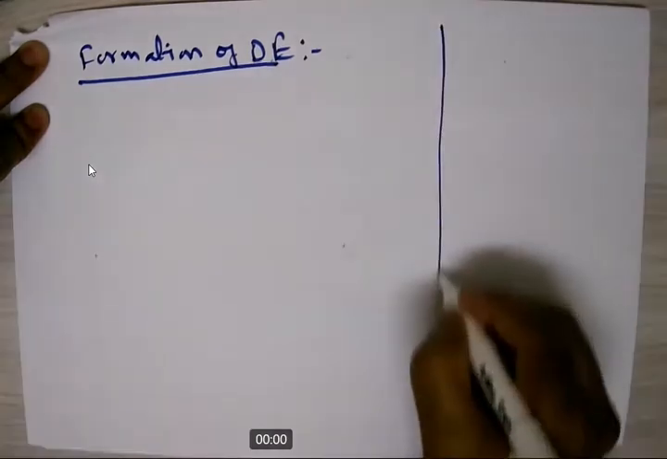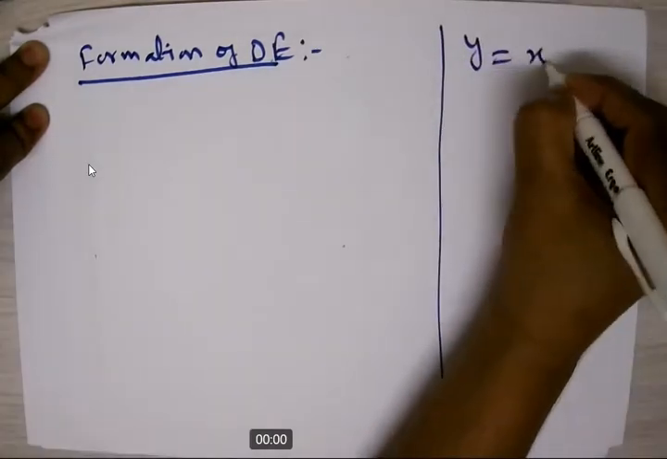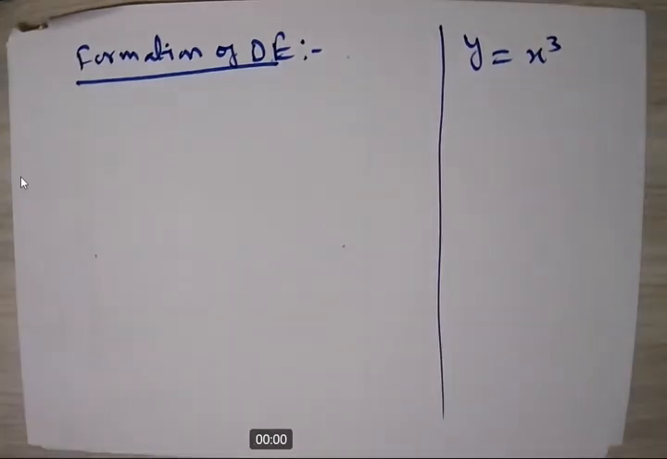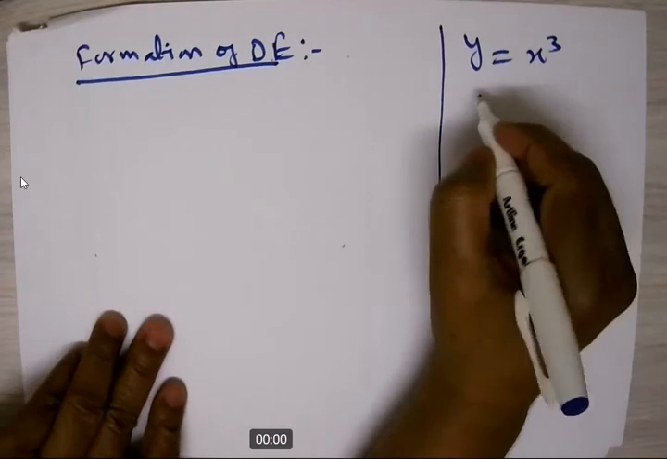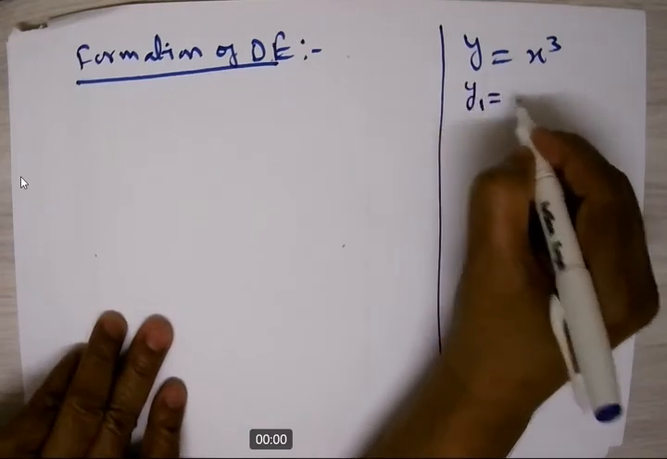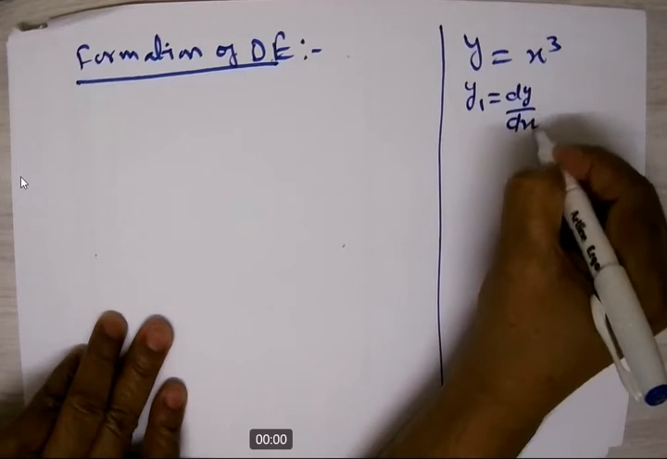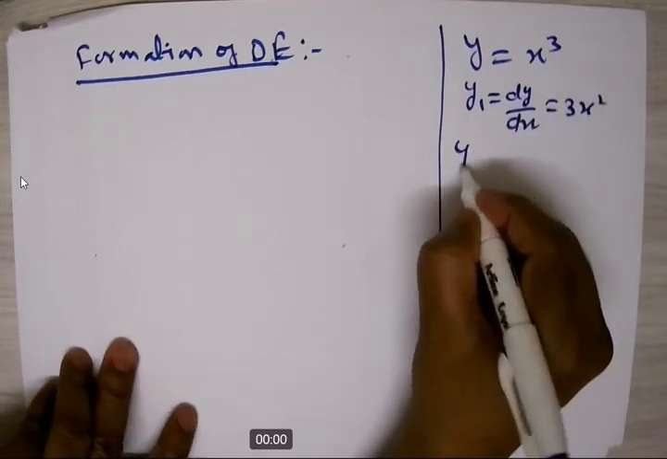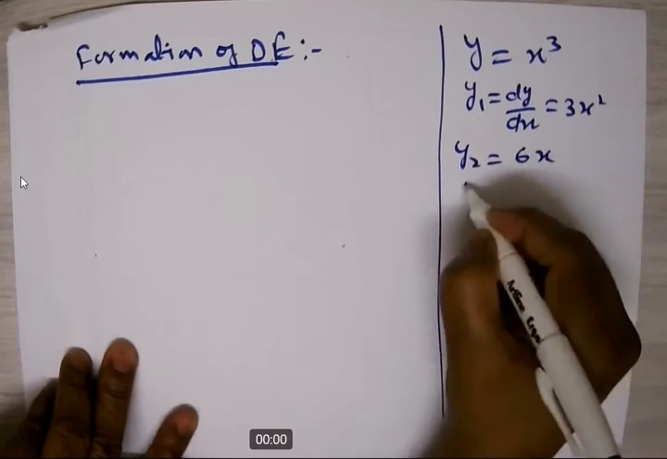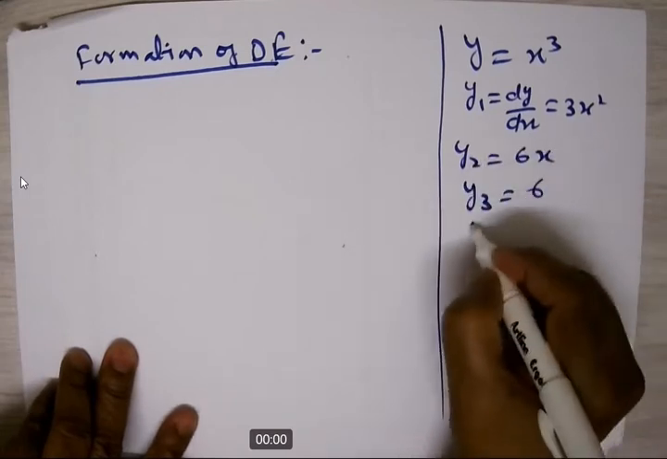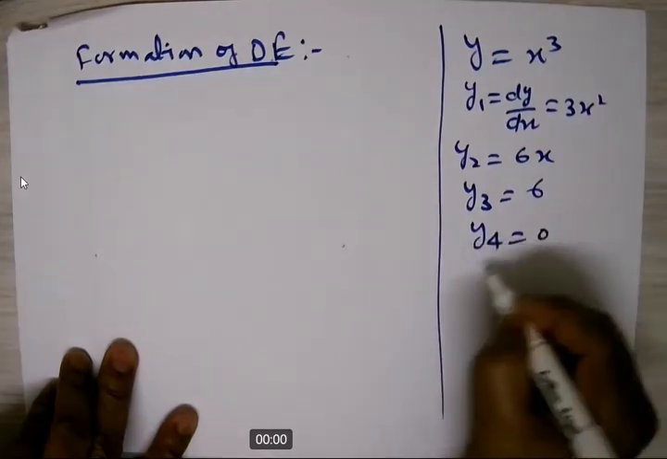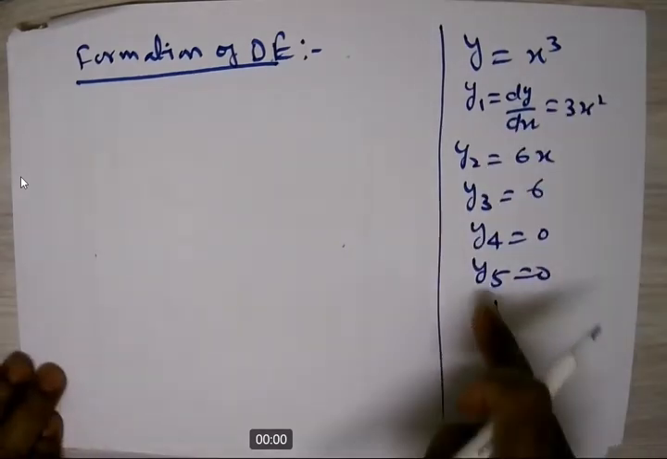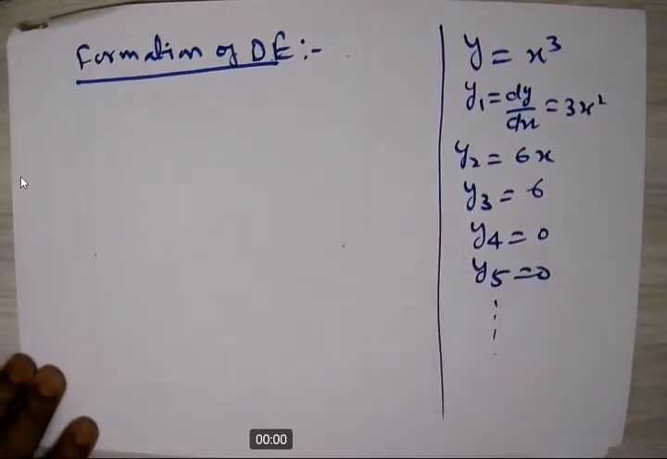The easy concept for that is, suppose I am taking y equal to x power 3. Write the derivative of this. So we can say y1 or dy/dx equal to 3x square. The second derivative y2 is 6x, the third derivative y3 is 6, the fourth derivative is 0, and the fifth is also 0. All further derivatives become 0.